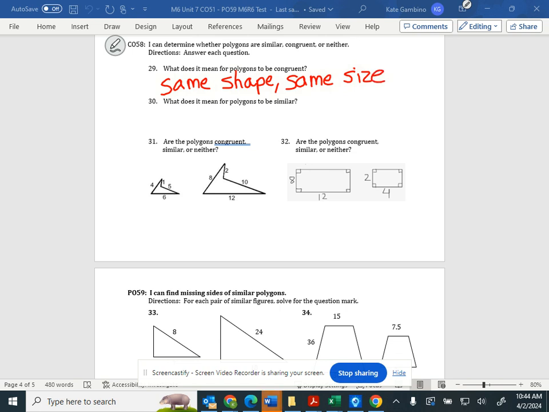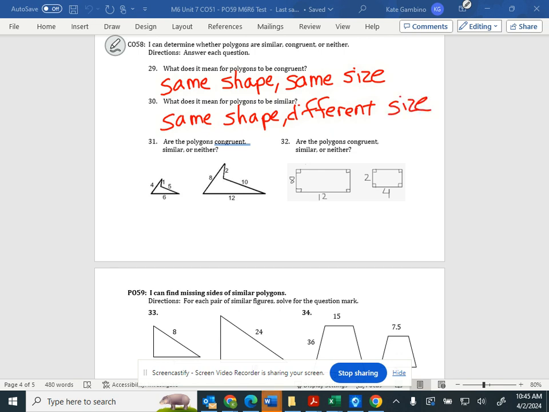What does it mean if they are similar? Madeline? Same shape, different size. They are proportionate. It's just one is bigger or smaller than the other one. Can you wait till we're done? So that's all we had to put. For congruent, same shape, same size. For similar, same shape, different size.